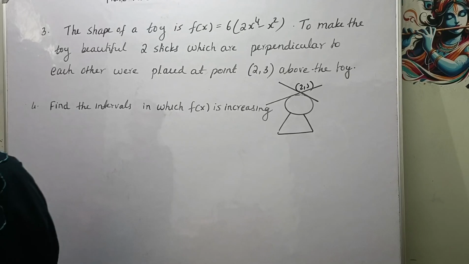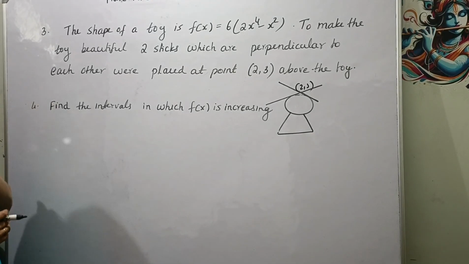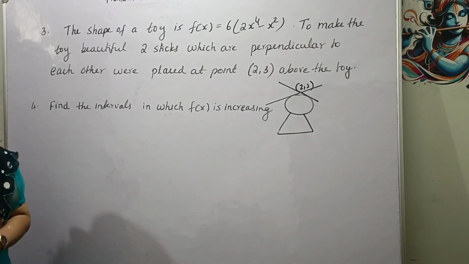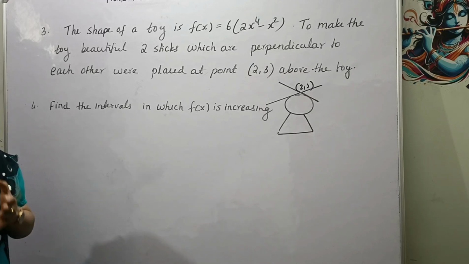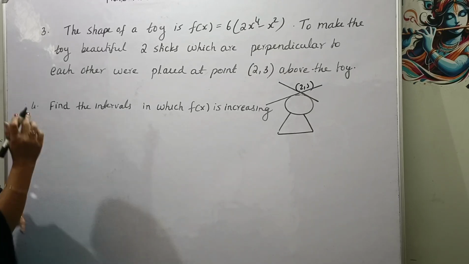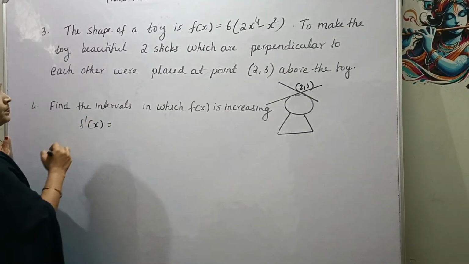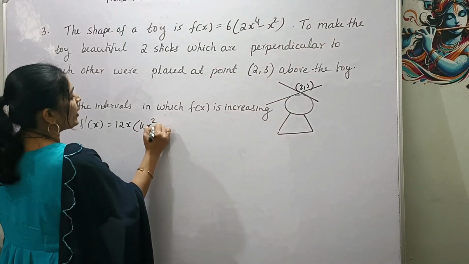Next question is, find the intervals in which f of x is increasing. See, what is our f of x? 6 into 2x raised to 4 minus x square. To find the intervals, we need to find the critical points, right? We know what the critical points are here. That is x is equal to 0, plus or minus 1 by 2. Okay. So here we had got f dash of x is equal to 12x into 4x square minus 1.